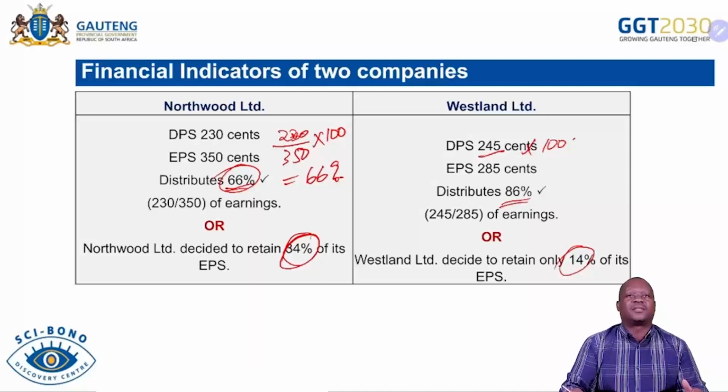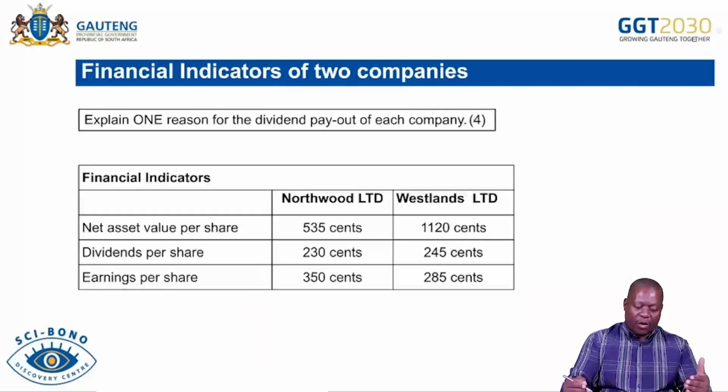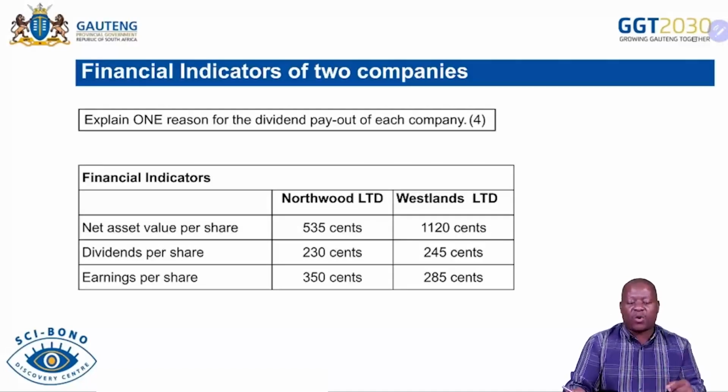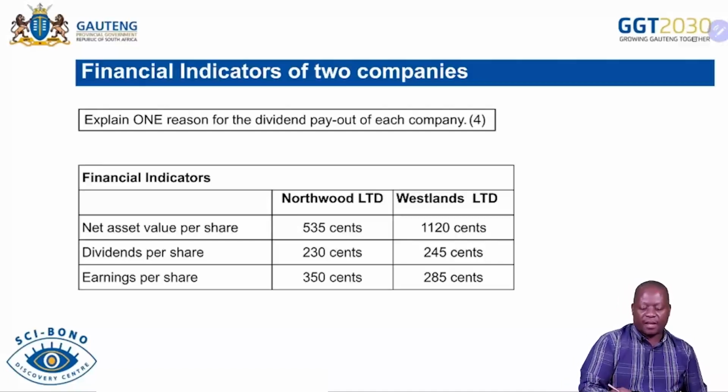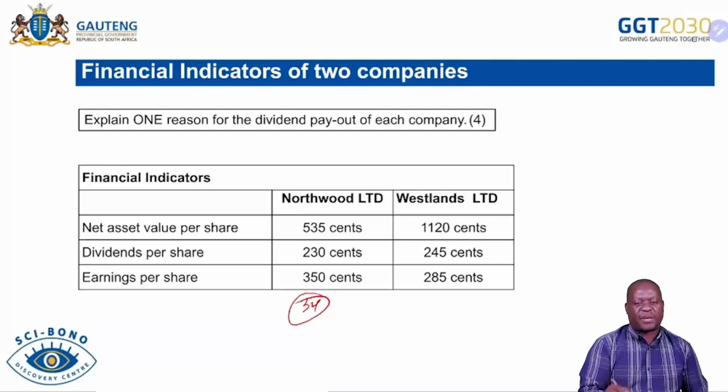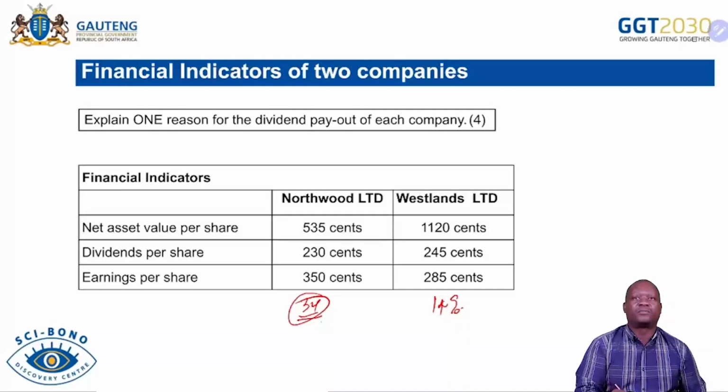Now, we go to the last part. It says, explain one reason for the dividend payout of each company. Starting with Northwood, remember what we said. They are retaining about 34% and they are giving away 66%. These ones, they are retaining 14%. They are giving 86%. So why is this one retaining more?